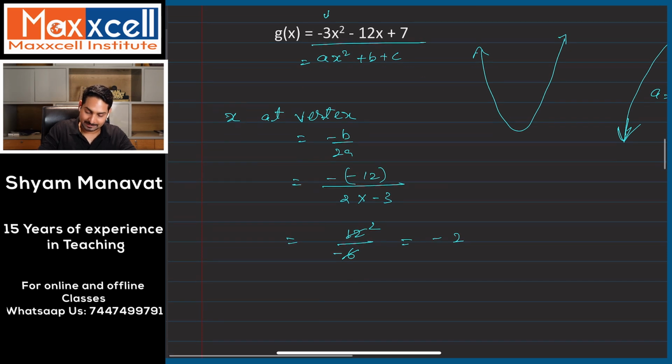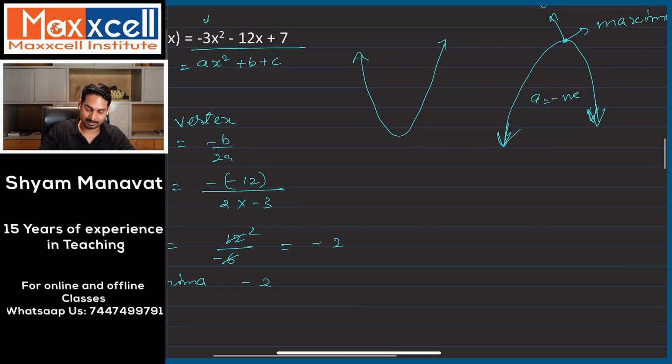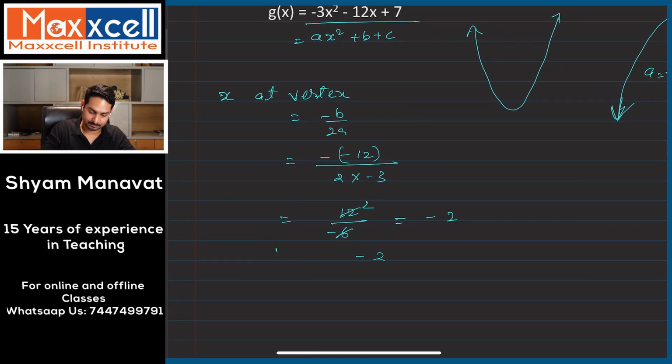Now this x at vertex is also what? Minima. So you got minima here. The value of x for that function is minima for which the function will show. Sorry, this will not be minima, it will be maxima. Maxima, my bad. It will be maxima because it is upward. This is your maxima.